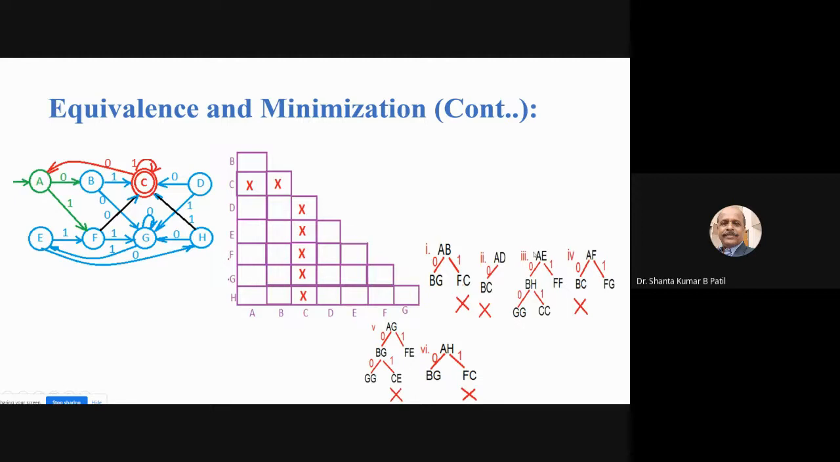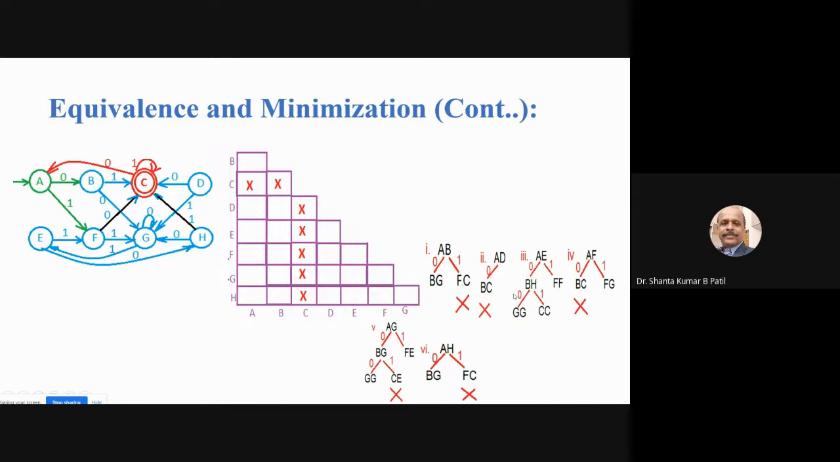Like that, AE. AE on 0 is BH. A on 0 is B, E on 0 is H. A on 1 is F, E on 1 is also F. Locate BH. BH does not have a cross mark. Then FF, you will not find FF.